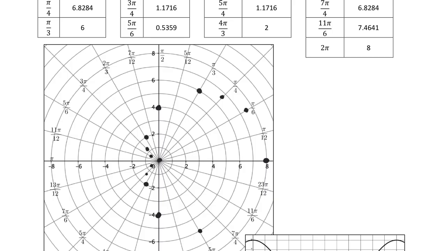6.8284, so 6.8 just under 7, and 7 pi over 4. 7.46, so that's about 7.5, and then 11 pi over 6. And then I have radius 8, angle 2 pi. What's already there? The same dot. So 8 comma 0 and 8 comma 2 pi are the same point because they're the same angle around my unit circle, same revolution.